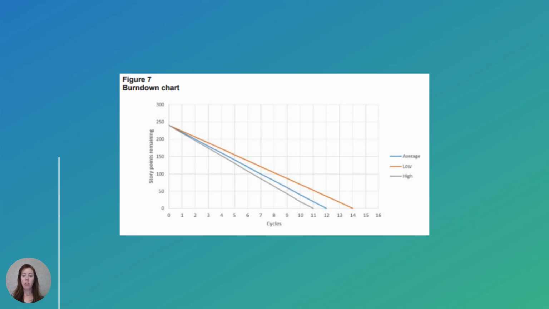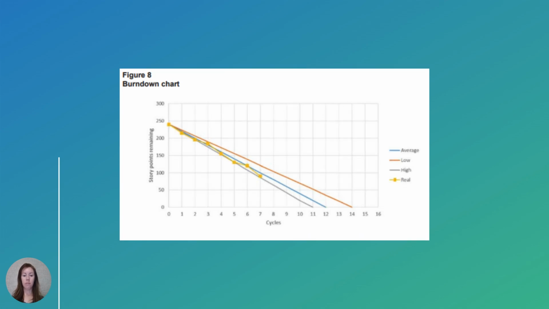Figure 7 is a burn-down chart, which shows the amount of unfinished work that's expected to remain at the end of each cycle. The gray line depicts a high amount of work completed per cycle, the blue line depicts an average amount, and the orange line depicts a low amount.